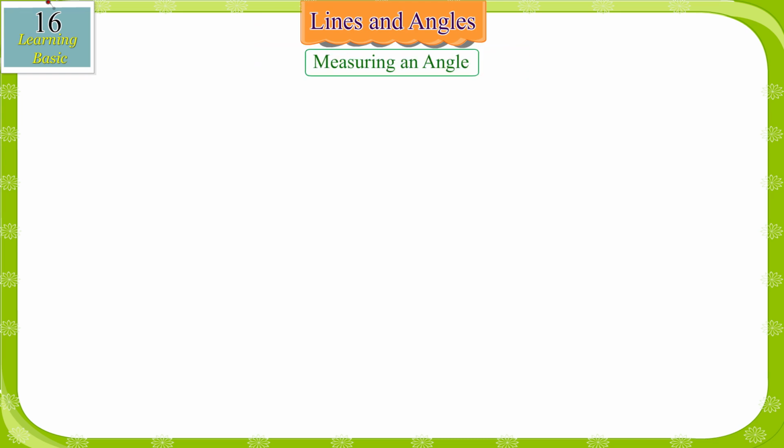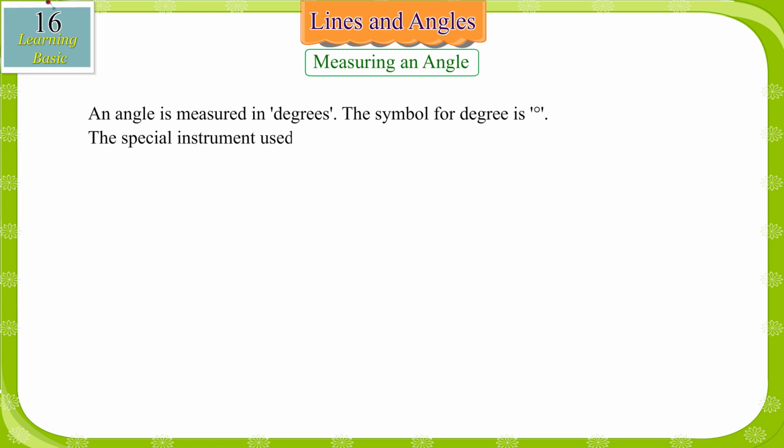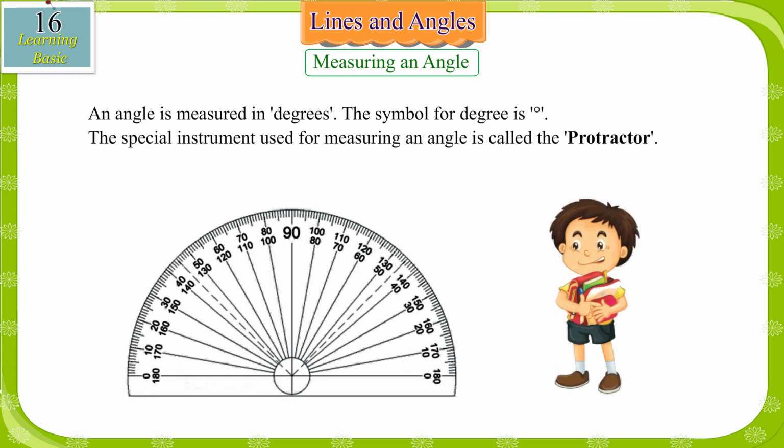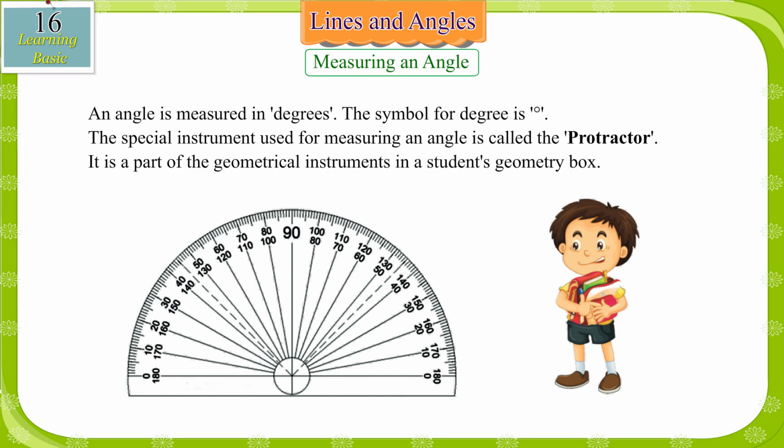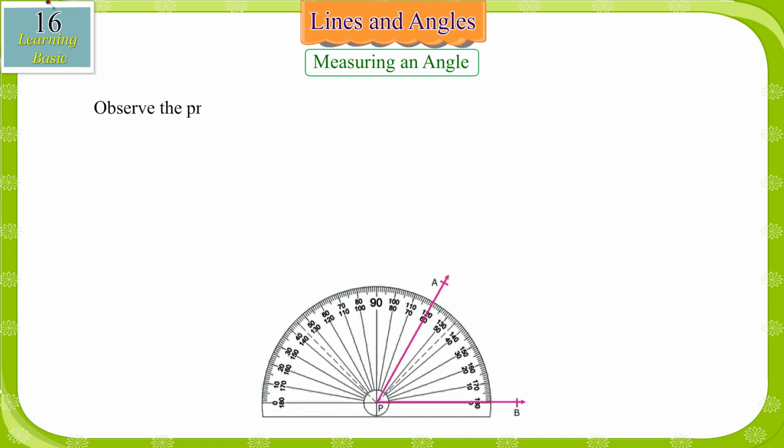Measuring an angle. An angle is measured in degrees. The symbol for degrees is °. The special instrument used for measuring an angle is called the protractor. It is a part of the geometrical instruments in a student's geometry box. Observe the protractor in your geometry box.